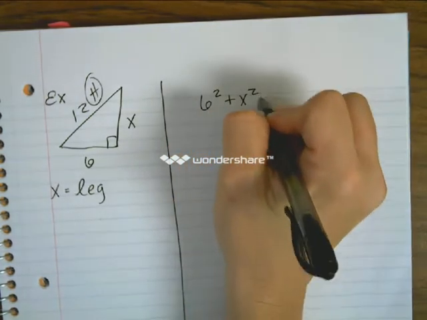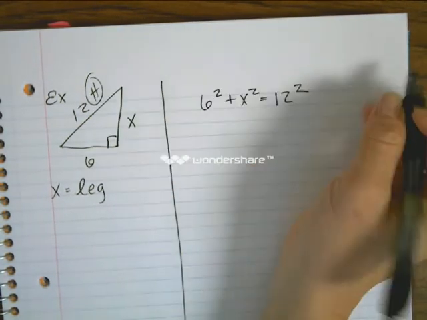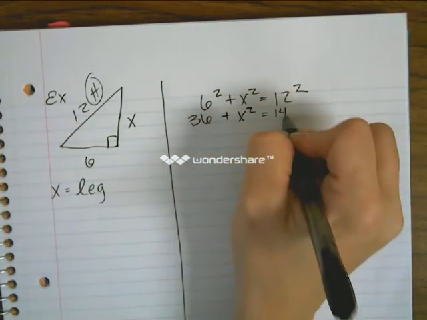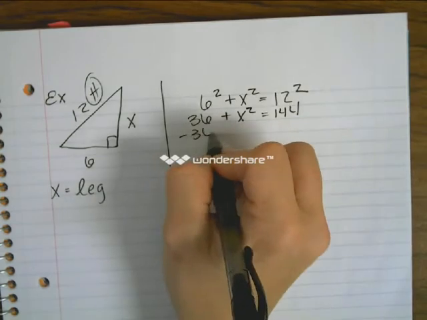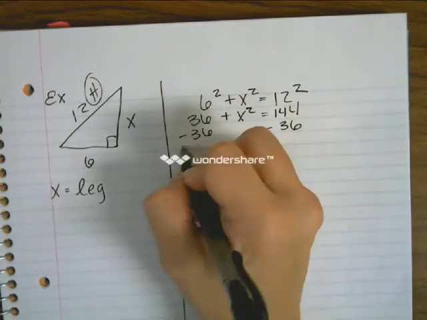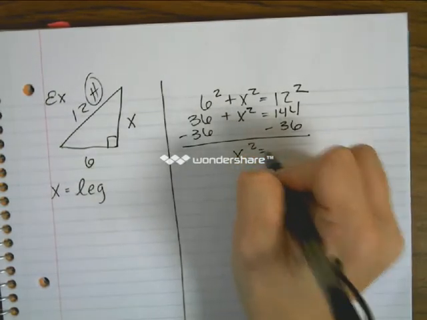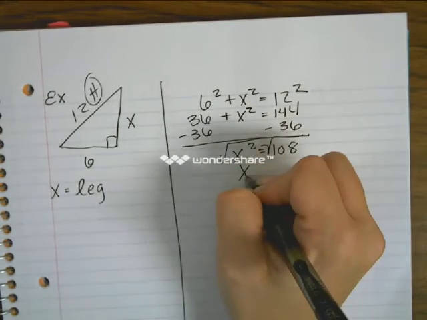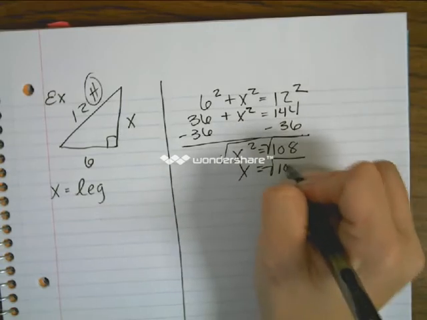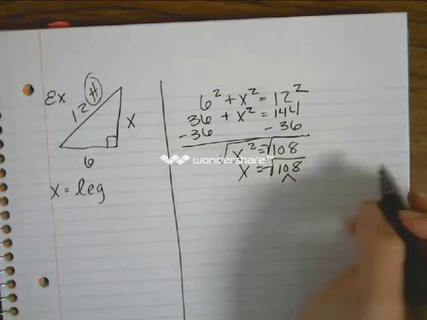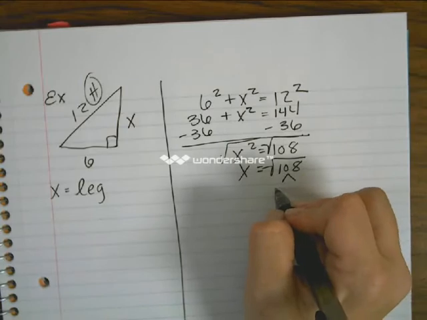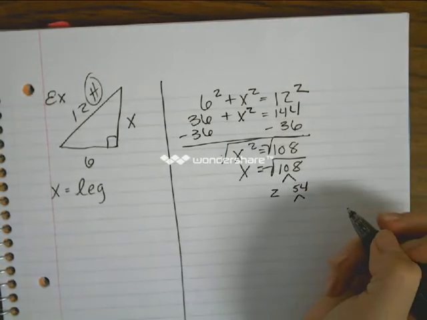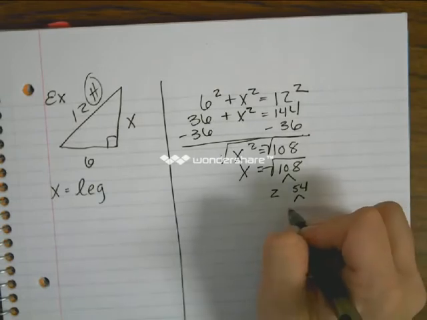That's 36. x squared equals 144. Subtract 36. x squared equals 108. So to get rid of the square, you square root, and x equals the square root of 108. So if we were going to simplify this again, it would be 2 and 54, and 2 and 26, and 2 and 13.